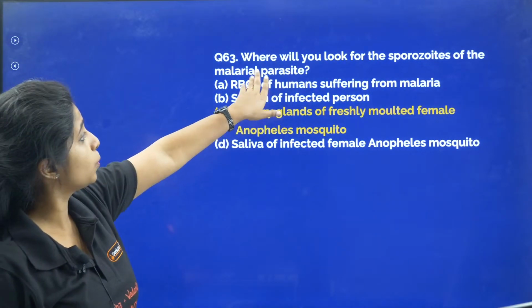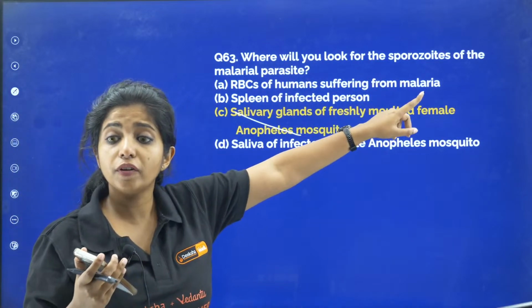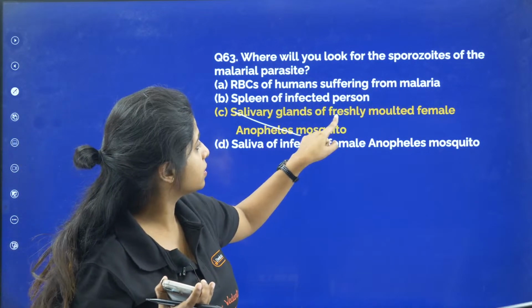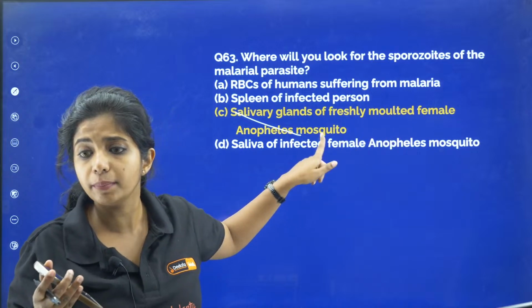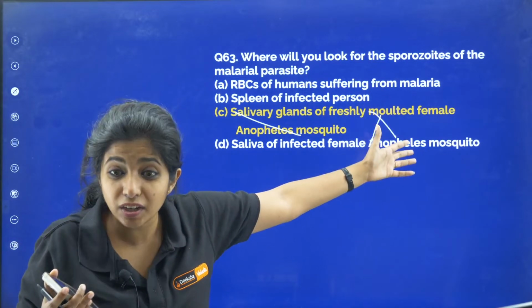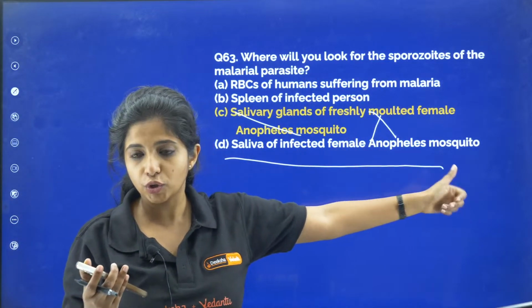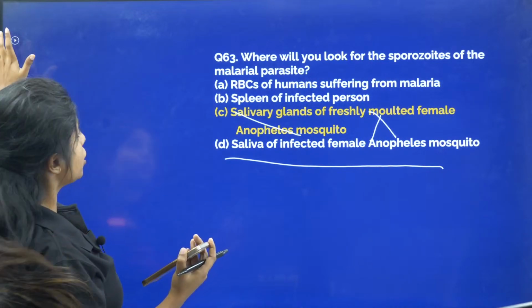Now, where will you look for the sporozoites of malarial parasites, my dear children? Okay, this question can come. Where do you look for the sporozoites of malarial parasite? Salivary glands of freshly molted female Anopheles mosquito? Wrong. It is written freshly molted. They have just been formed, so they are not infected. So you have to go for this: saliva of infected female Anopheles mosquito. There you will be finding it. Okay? Not all mosquitoes have this.